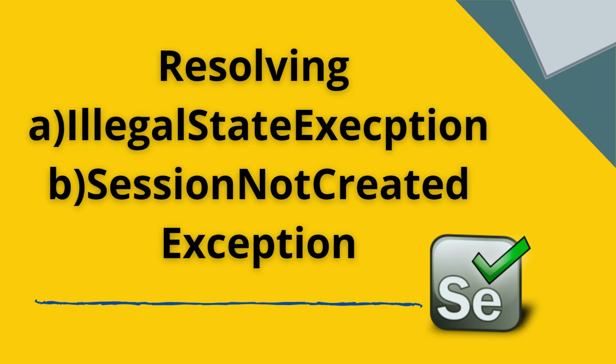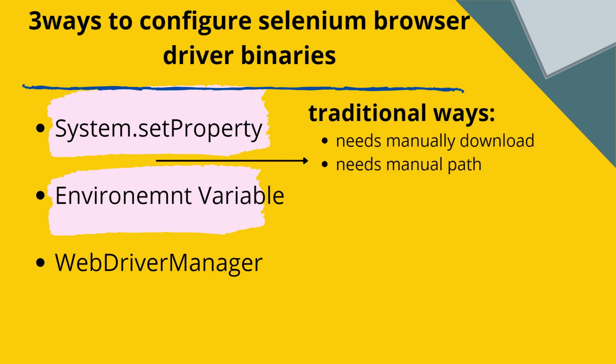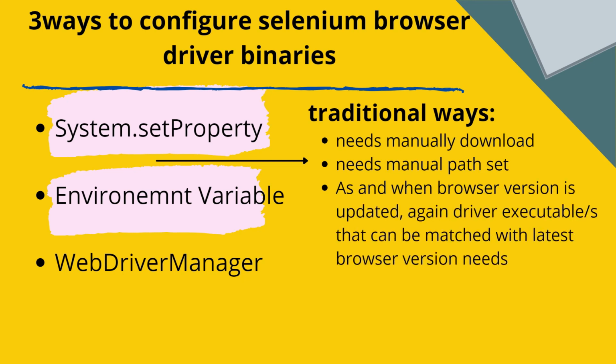To summarize, we talked about how to resolve illegal state exception and session not created exception that we come across while running our Java Selenium program. We also talked about two traditional ways to set, include or configure Selenium browser driver binaries or executables in our program, that is using system.setProperty and environment variable. We also talked about the shortcomings of these traditional ways and how we can overcome those shortcomings using WebDriver Manager. Thank you.